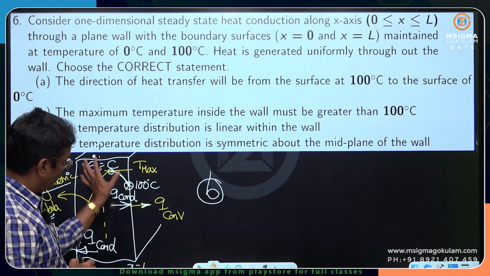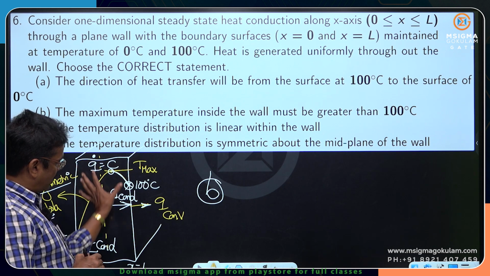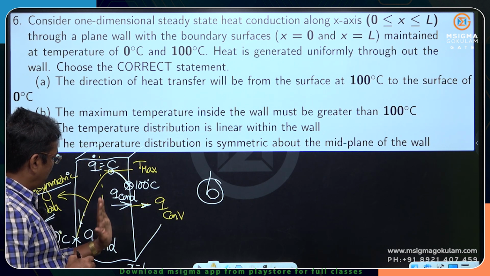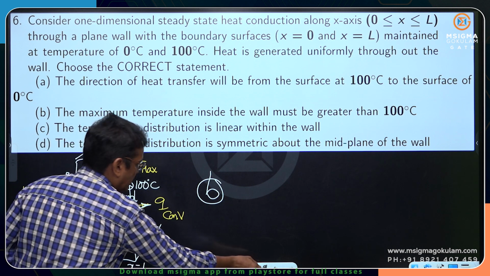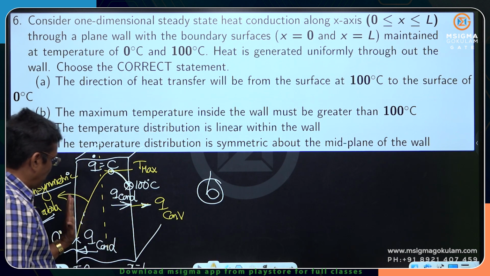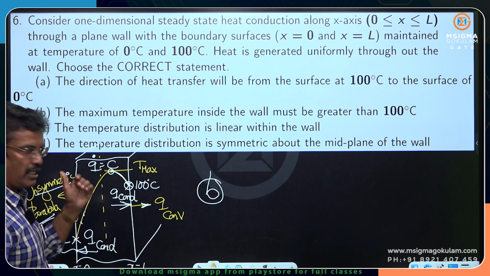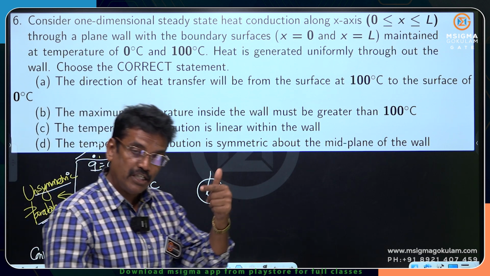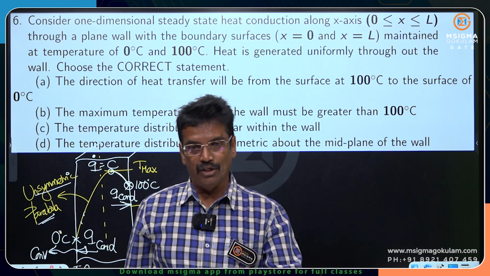I can also say that the total heat generated in the entire slab should be equal to the heat convected from the right side plus the heat convected from the left side. That energy balance always holds good, whether it is a uniform heat generation or a non-uniform heat generation.